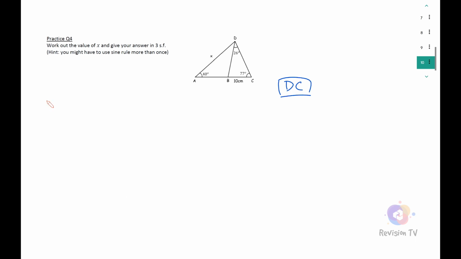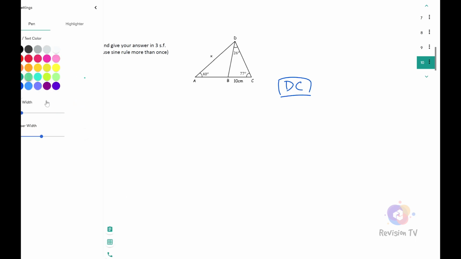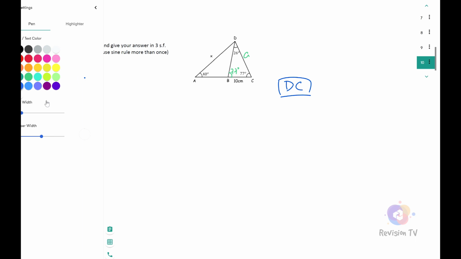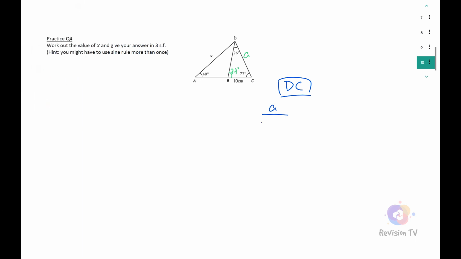If we want to find DC, this would be my A, so that would be my 77 degrees. Same thing: A over sine 77 equals 10 over sine 26. So A equals 22.22705741 again. Oh, it's an isosceles triangle, of course. So A equals that one.